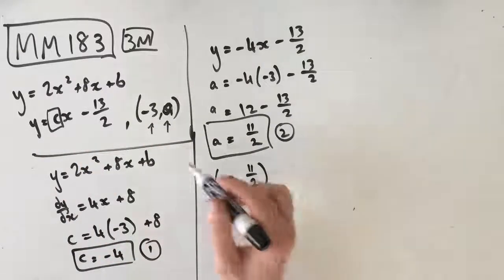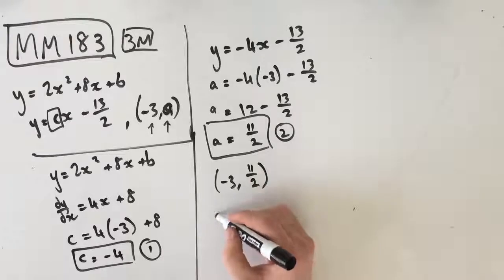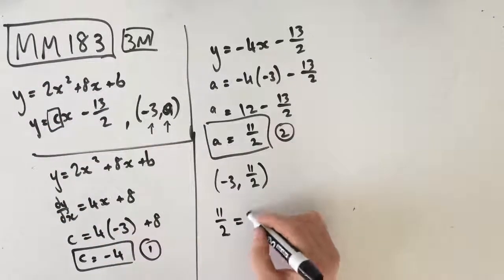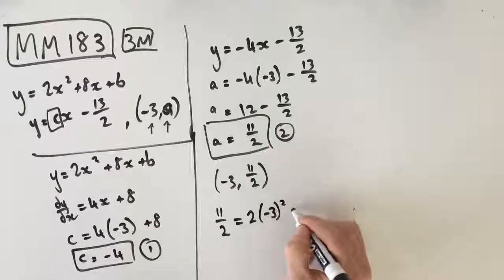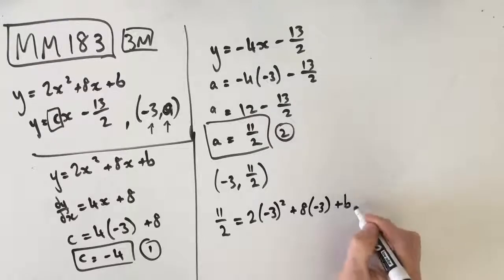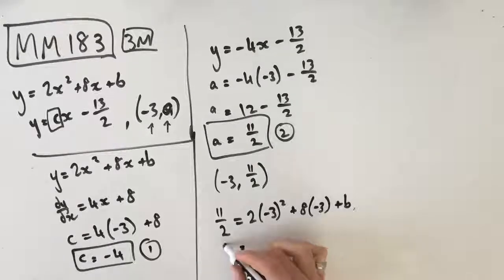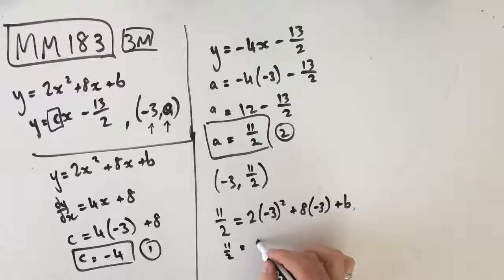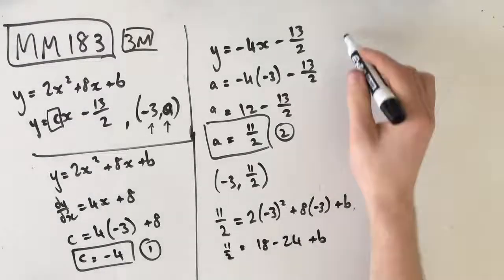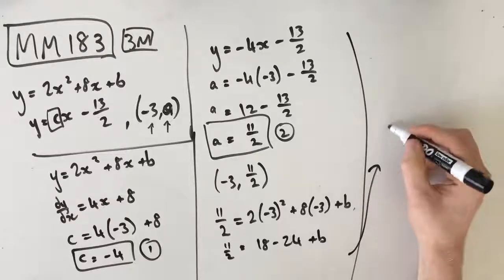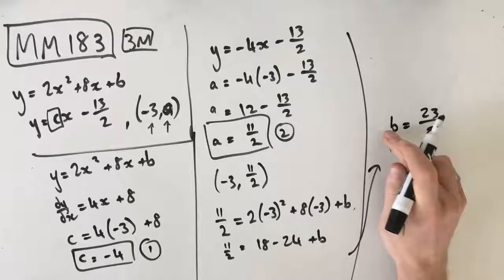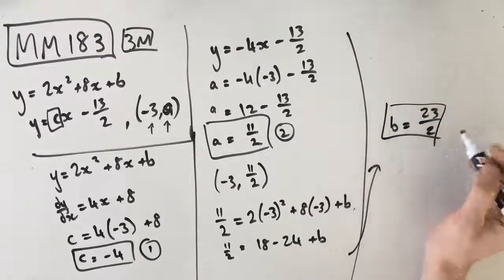and it's passing through this point here, which means that we can just sub this coordinate in to find b. So 11 on 2 is our y value, so we sub that in for y, equals 2 times (-3) squared plus 8 times (-3), plus b. Awesome. From here we get 11 on 2 equals 18 take 24 plus b. And then from here, b is equal to 23 on 2. Sweet. And that's our third mark.